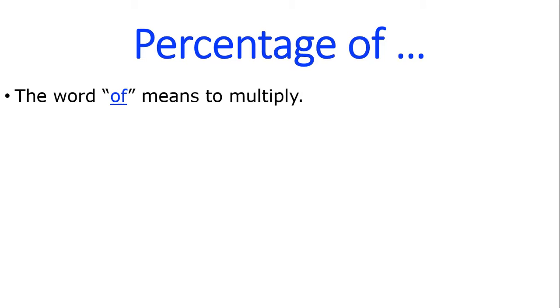Like to look now at calculating a percentage of an amount. So thinking about the words, what they mean. The word of means to multiply. If I was talking about out of, that would mean to divide. So as soon as we talk about it in a sentence, we look for that word of, and that's a key word for us.